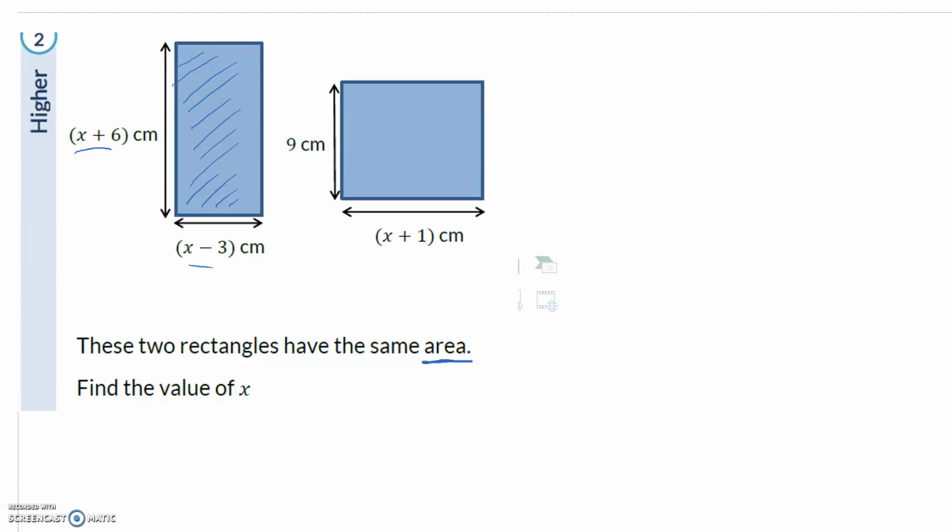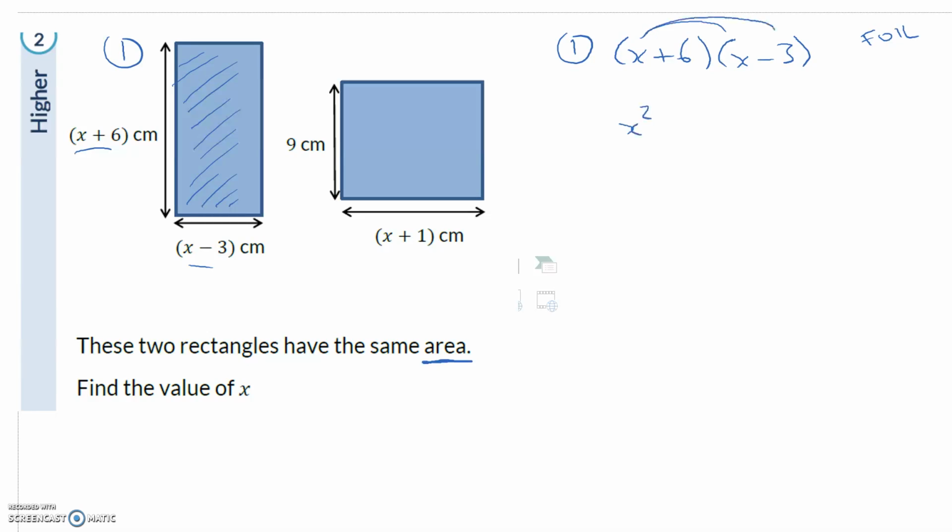So we're going to find an expression for the area of the first rectangle. Let's call this rectangle 1. We know the area of a rectangle is length times width, or height times width, whatever you want to call it. We've got x plus 6 multiplied by x minus 3. What are we thinking? We're thinking FOIL it. Our two brackets need multiplying. Let's go for FOIL. So we've got first terms, x squared.